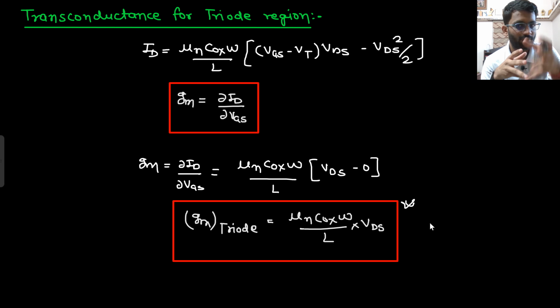Sometimes they can ask you a question from triode region as well. They will just simply give the mu n Cox W by L value, the VGS, VT value, and the VDS value. Then they will say find the transconductance of this given configuration. Then blindly you will go for saturation region. No. First you need to check the region of operation. If you get to know that the region of operation is triode, then you have to apply this formula. The formula for transconductance in saturation region will be different. What will that be? Let's check that.